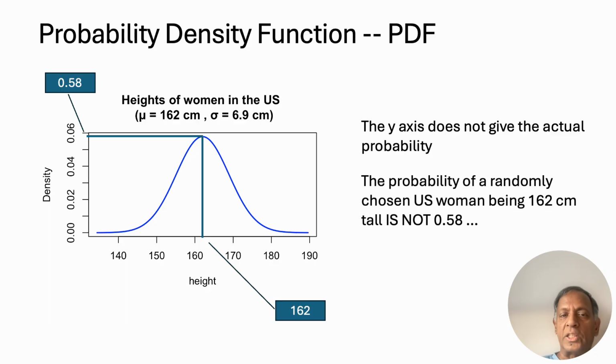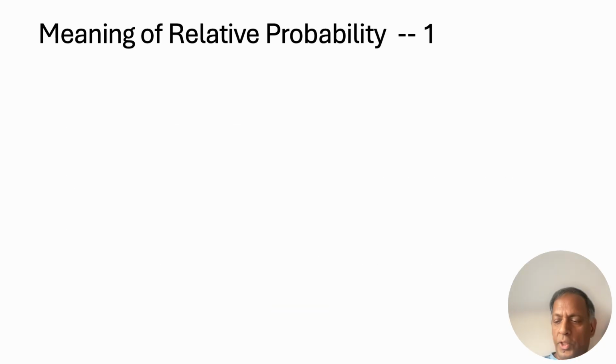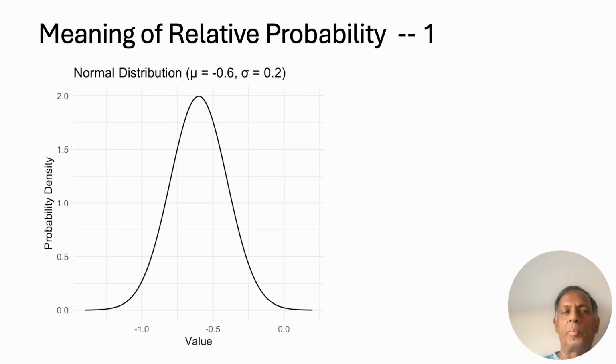Okay, but this does not mean that the probability of a randomly chosen US woman being exactly 162 is 0.058, as we've already discussed. That probability is actually 0. Okay, in other words, in a continuous probability distribution, the probability that a particular variable takes on a specific exact value, that probability is 0. Okay, so in this slide we see a probability distribution.